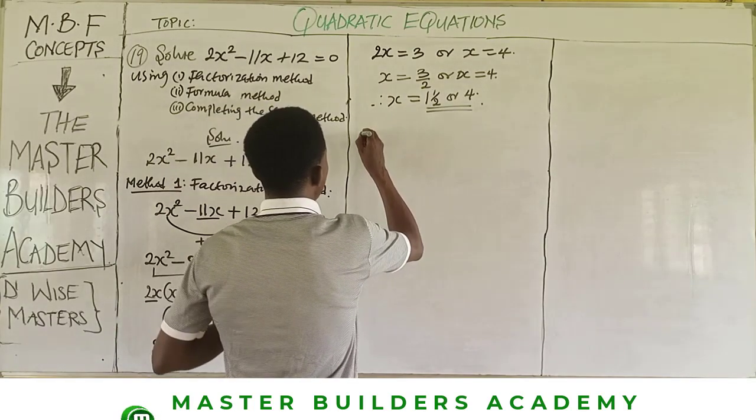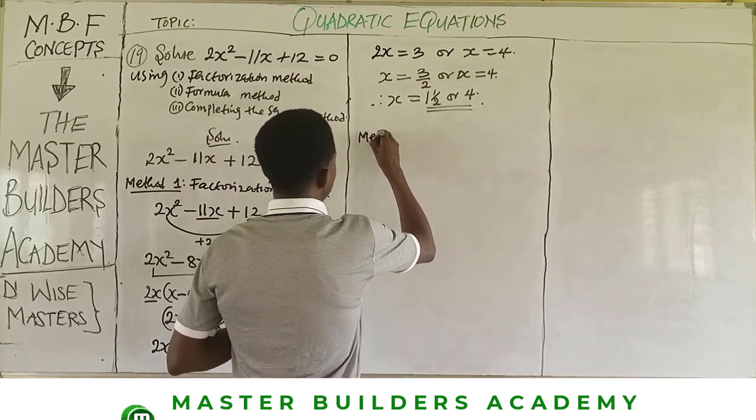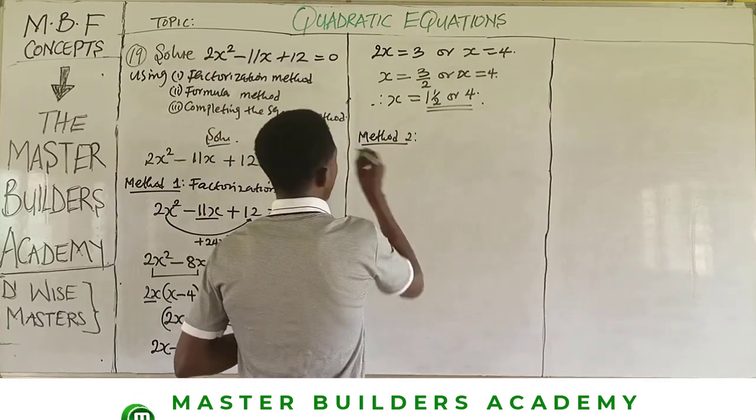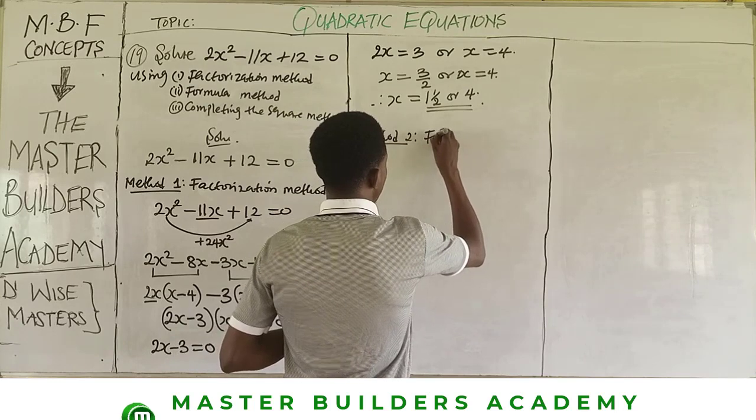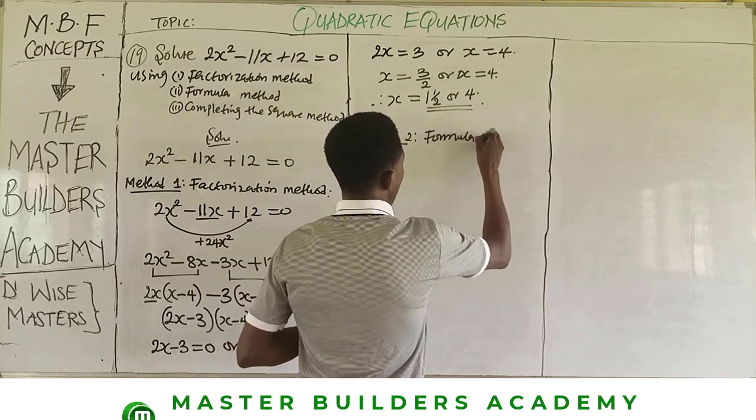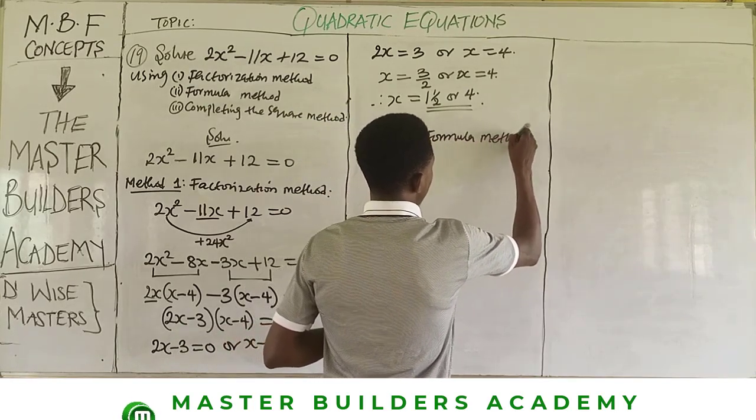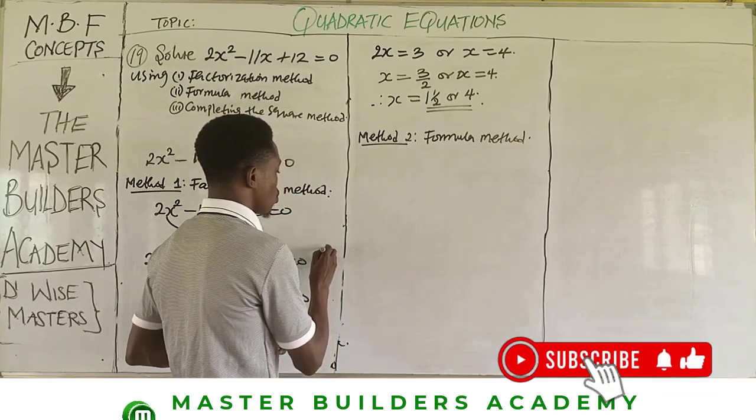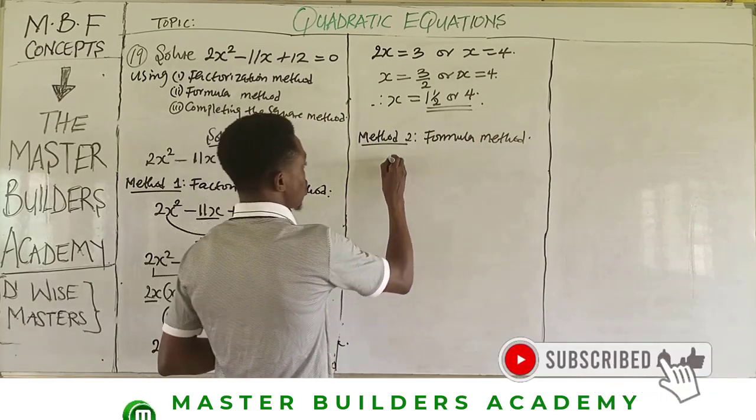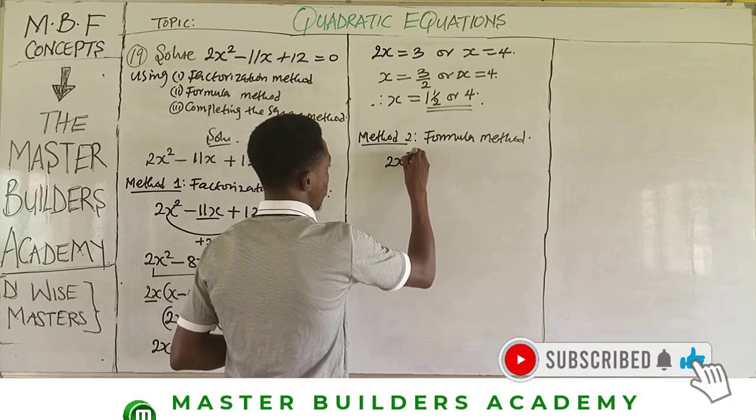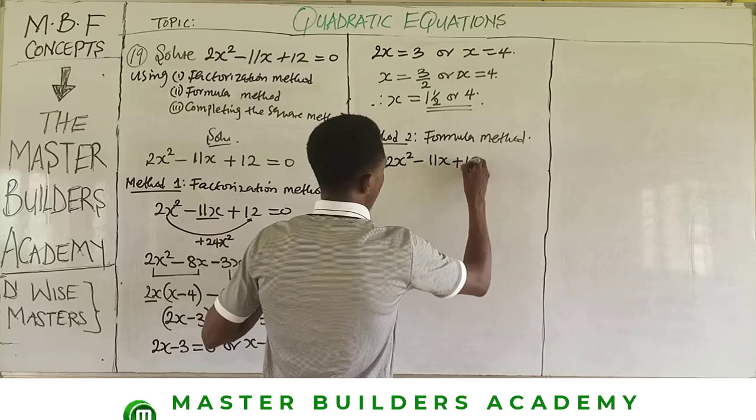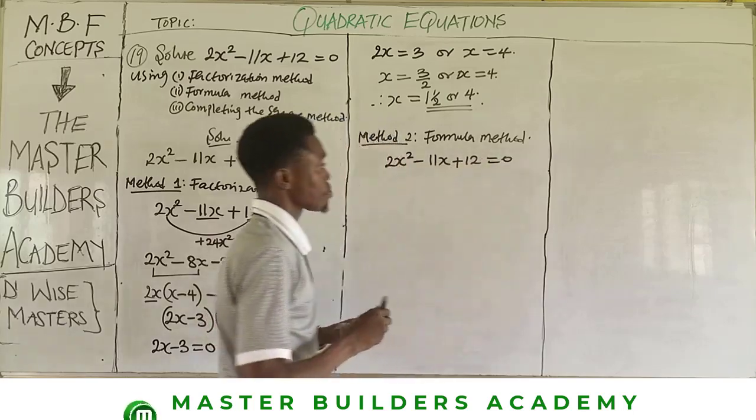So method 2, we are using what? The formula method. Now, when you are using the formula method, the first thing we are quickly going to do is to put down the equation we're given. This is 2x squared minus 11x plus 12 is equal to 0.